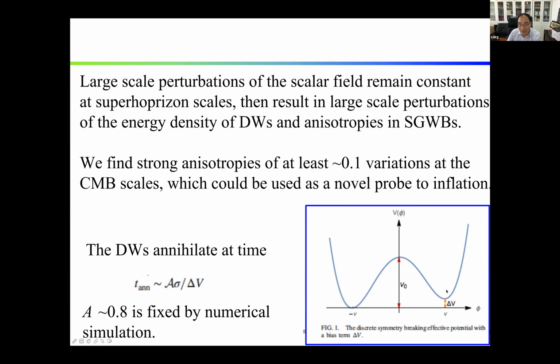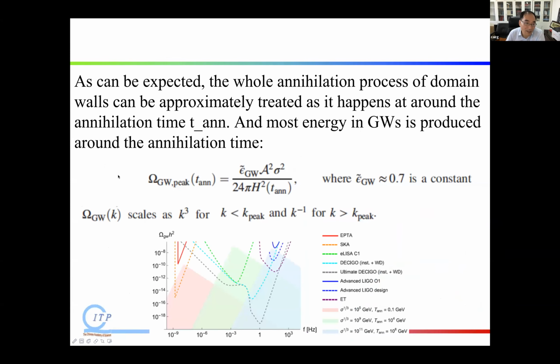Let's consider that the delta V bias term is this one, then the domain wall annihilation time is like this one. A is a constant, something like 0.8, fixed by numerical simulation. Sigma here, once again, is the tension of the domain wall. As can be expected, the whole annihilation process of the domain wall can be approximately treated as happening around the annihilation time, t annihilation.